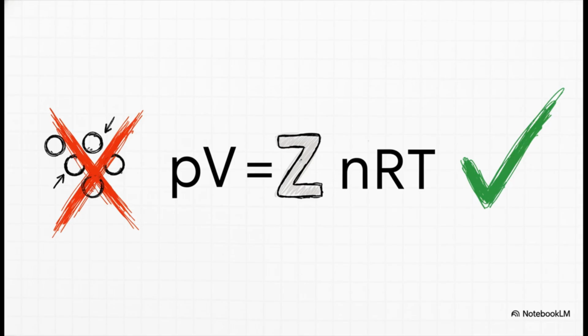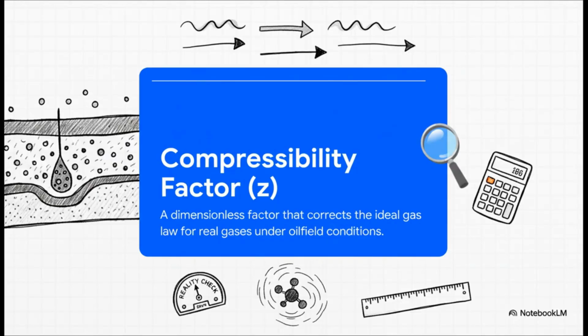This Z factor is the secret ingredient, the key that adjusts the ideal formula for the messy reality of the reservoir. This little z is officially known as the gas compressibility factor, but really, you should just think of it as a reality check. It's a number that tells you exactly how much the real gas down there is deviating from that perfect textbook behavior, which lets engineers make incredibly precise calculations.